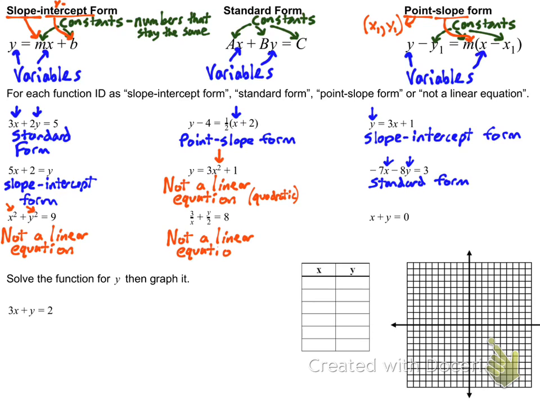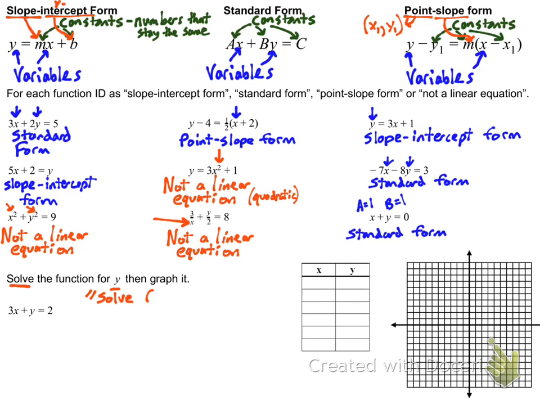This next one is also not a linear equation. The reason for that is because x is in the denominator, so it does not match one of our three forms. This last one, even though it doesn't seem to be an A or a B, x and y are on the same side of the equal sign, so it is standard form. In this case, A is 1 and B is also 1. And you remember, if we have no coefficient in front of a variable, we assume it's 1.